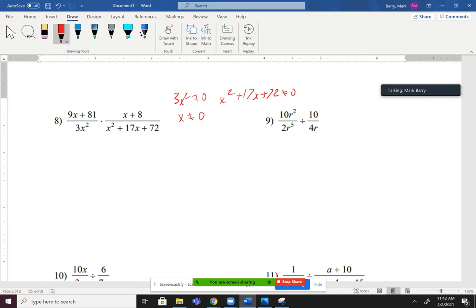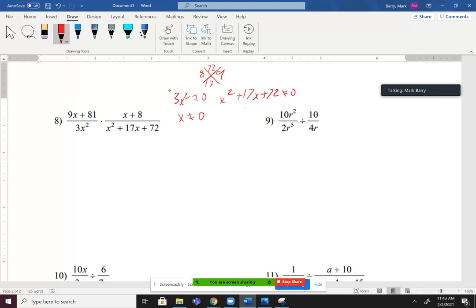All right, now for the other one, though, we're going to need to factor it. So I have to think of two numbers that multiply to 72 and add to 17. Multiplying to 72, 8 and 9. Does that work? Yep, 8 and 9 makes 17.